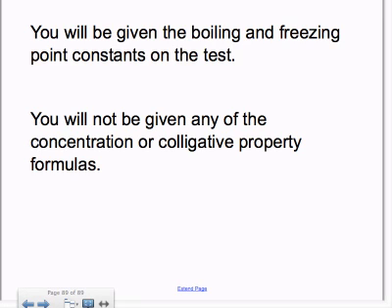So just for quick reference, you will get those constants, the tables for boiling and freezing point on the test, just like you were here. But again, just like on the practice test, you will not be given any of the formulas. You need to know molarity, molality, dilution equation, percent by mass or volume, mole fraction, and the formulas for boiling point change, boiling point elevation and freezing point depression.